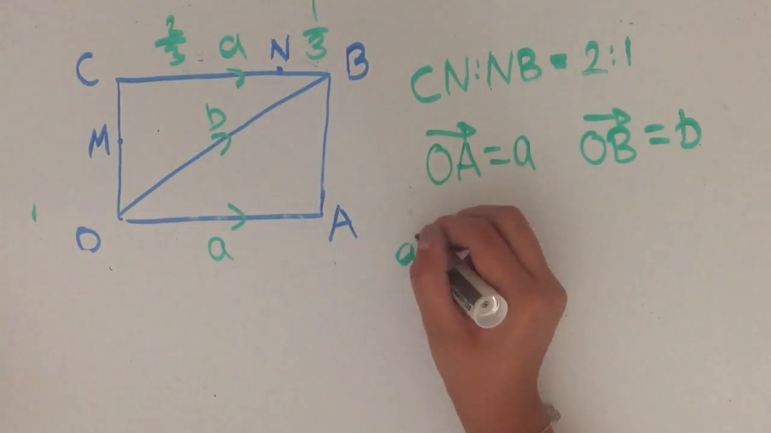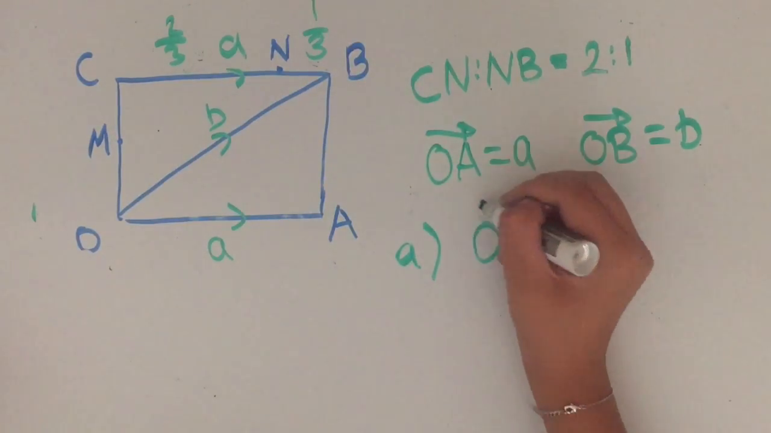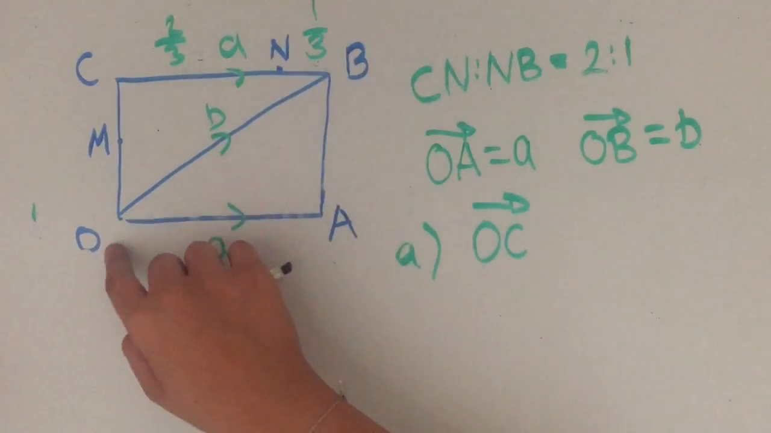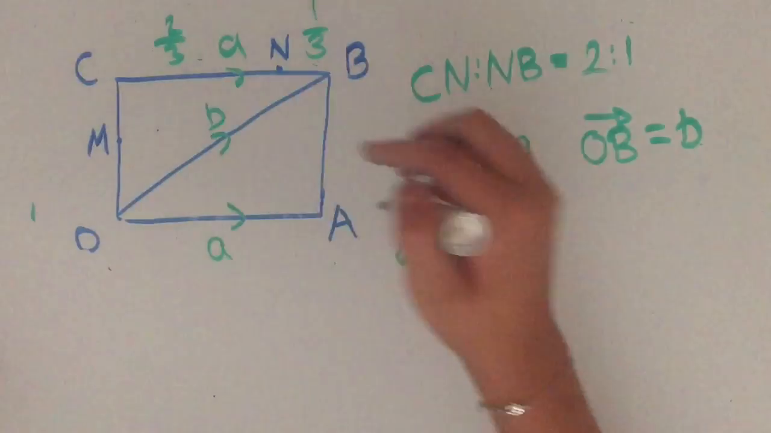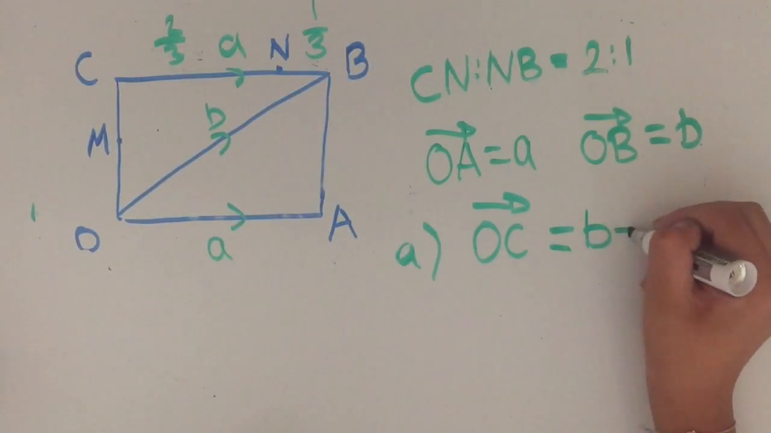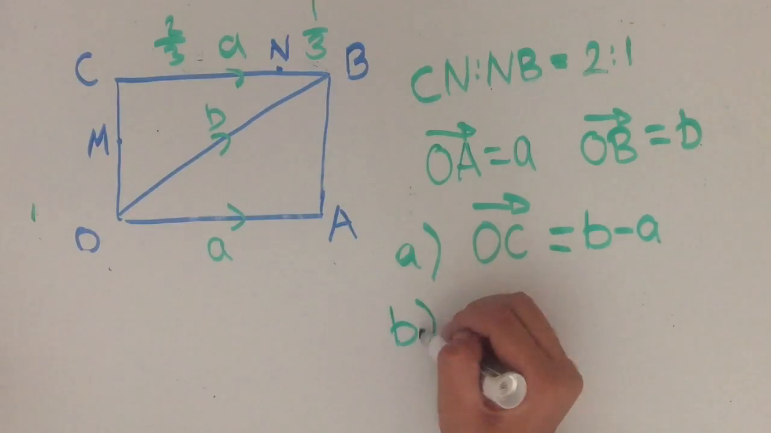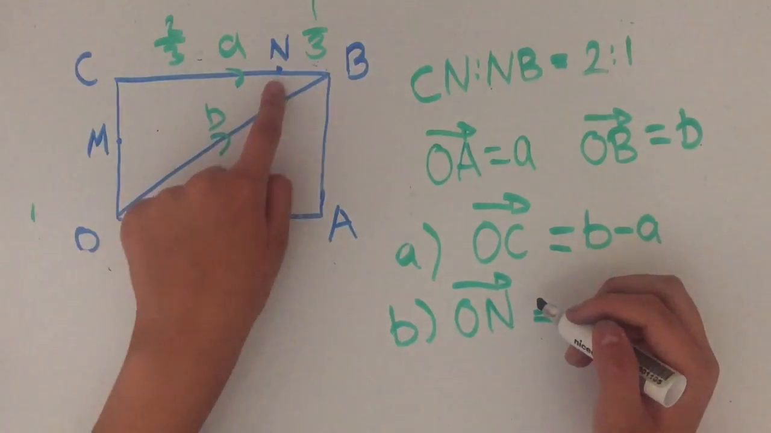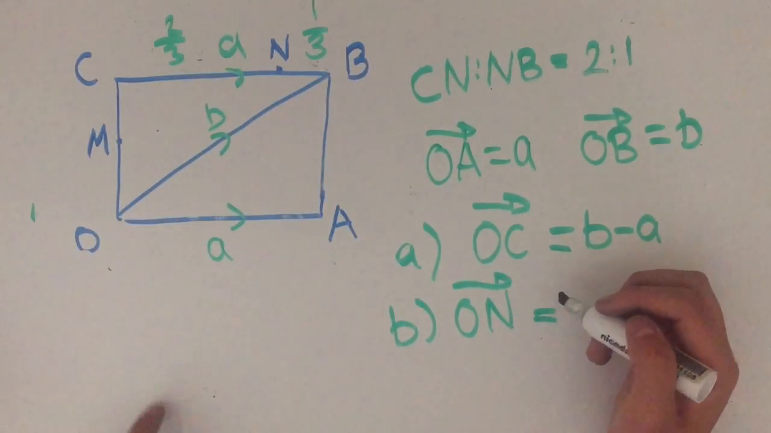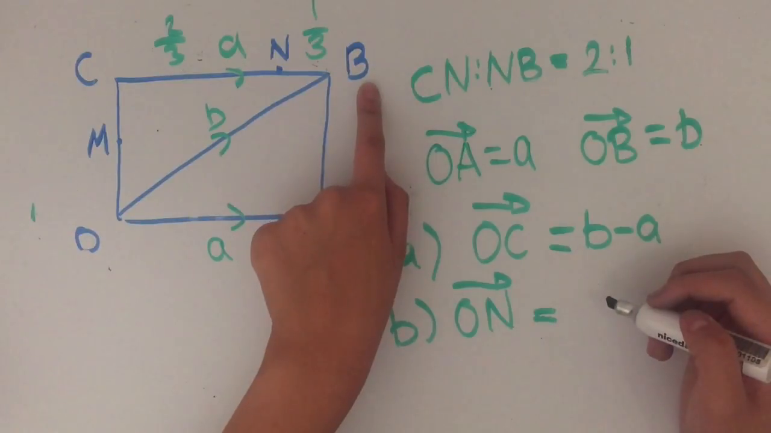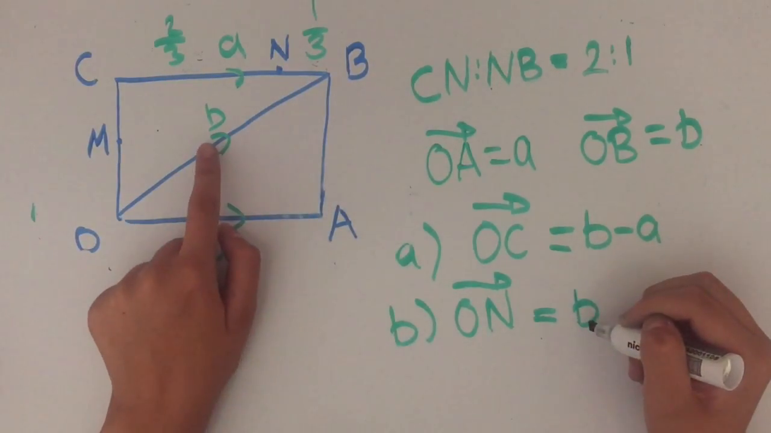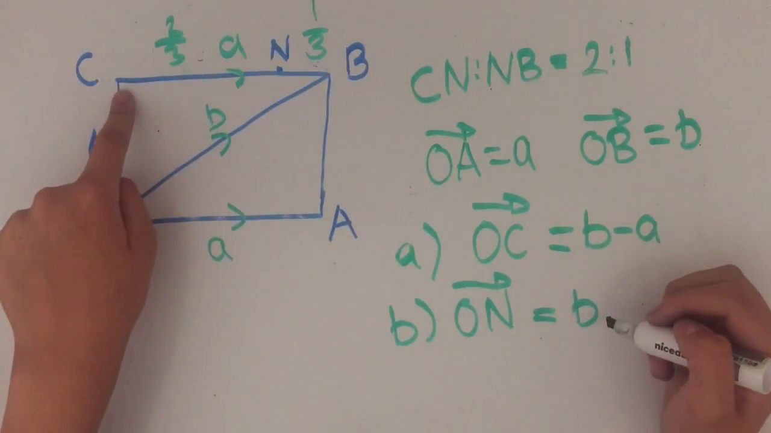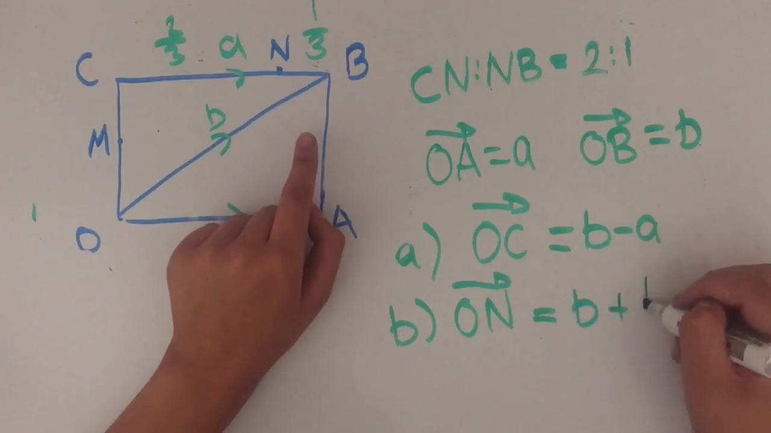The first question asks us to find the vector OC. As we have found that CB is equal to A, to get to OC, it's B minus A. The next question is to find the vector ON. To get from O to B is B, and B to N is 1/3 of the length of A. Therefore, this can be written as B plus 1/3 A.